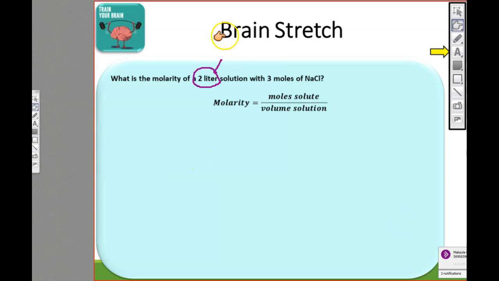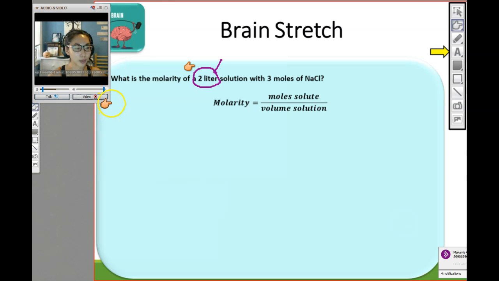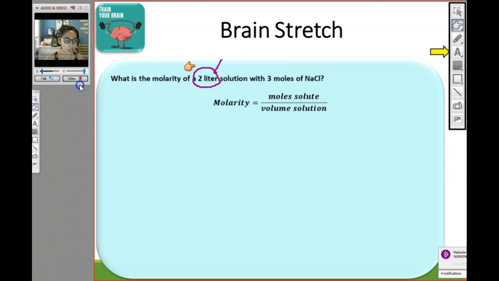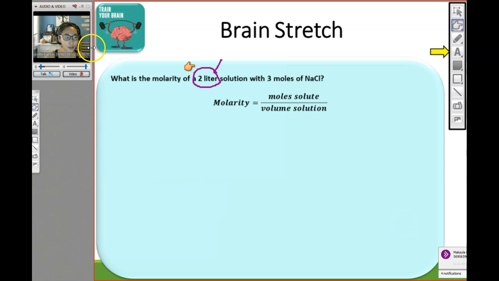Thank you. All right, everybody in the chat box, again, I do need a response. Is this moles or volume? Liters. What is liters? Think about a 2-liter bottle of Coke. Is that telling you the moles of Coke or the volume of the Coke?